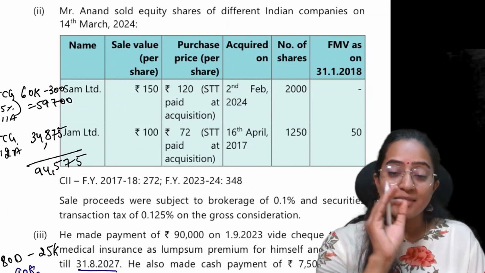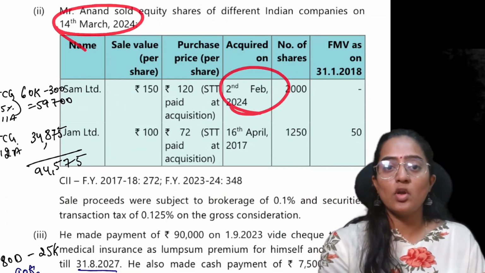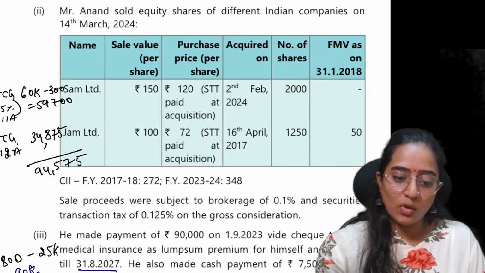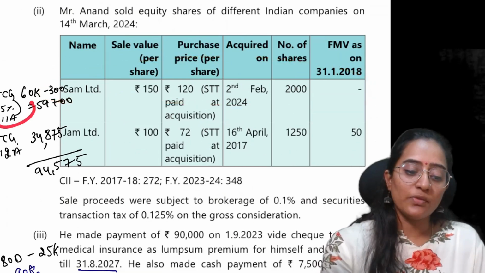People, if you observe something over here, whatever SAM Limited we are speaking about, it is short term. The asset is a short term asset because it was bought on 2nd of Feb and sold on 14th of March, within some 1 or 2 months. It is short term. Whatever answer you get over here is short term, which will be taxable under section 111A at 15%.